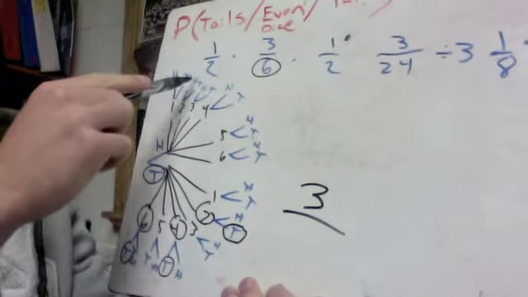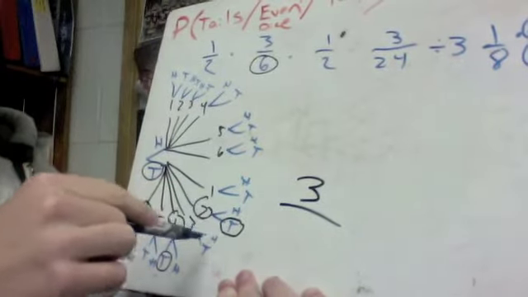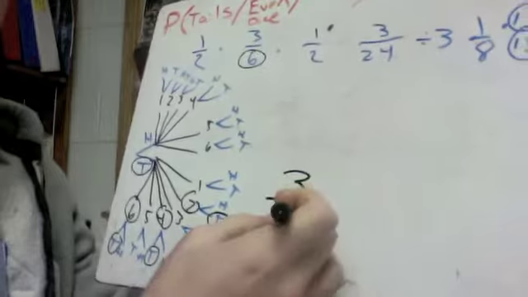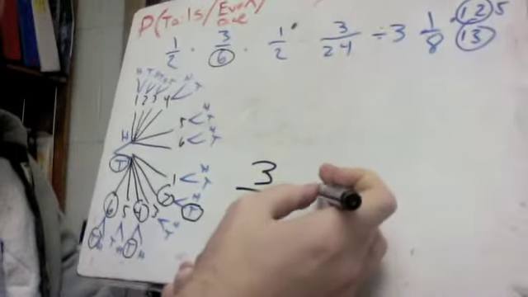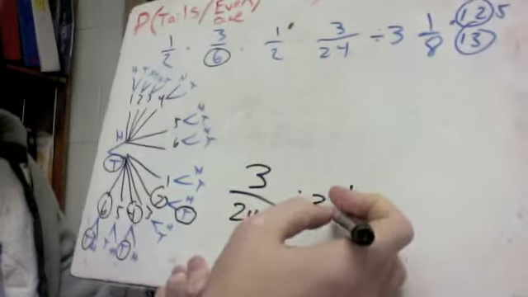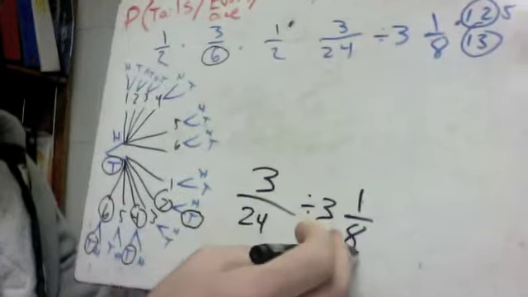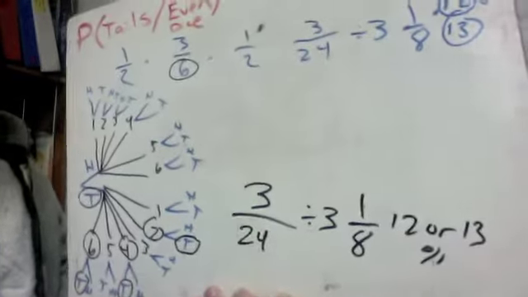So we'd have 1, 2, 3, 4, 5, 6, 7, 8, 9, 10, 11, 12, 13, 14, 15, 16, 17, 18, 19, 20, 22, 23, 24. 3 out of 24, which is exactly what we got up there. Narrow it down, reduce it, 1/8, which is still, if I do 1 divided by 8 on a calculator, going to be 12 or 13%.